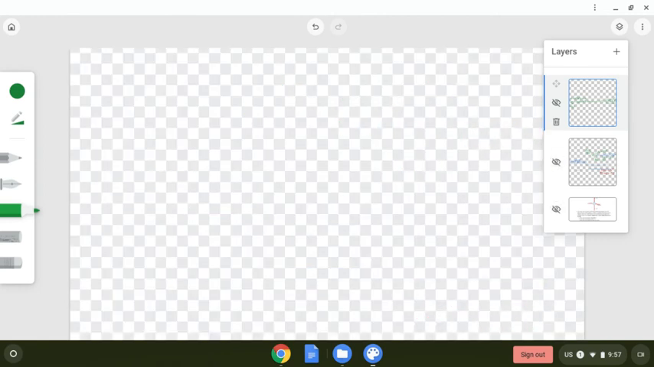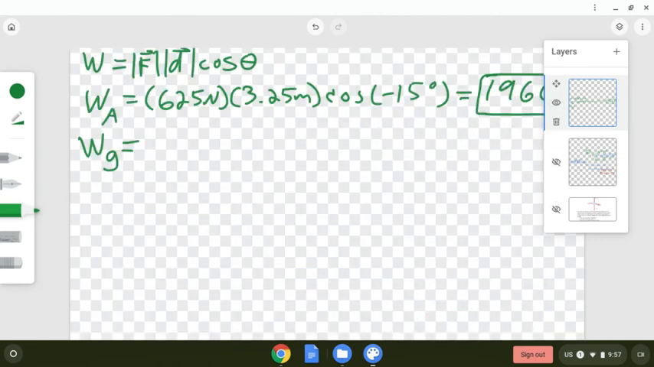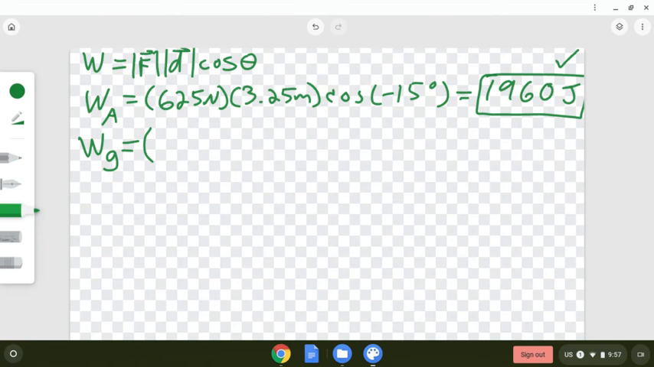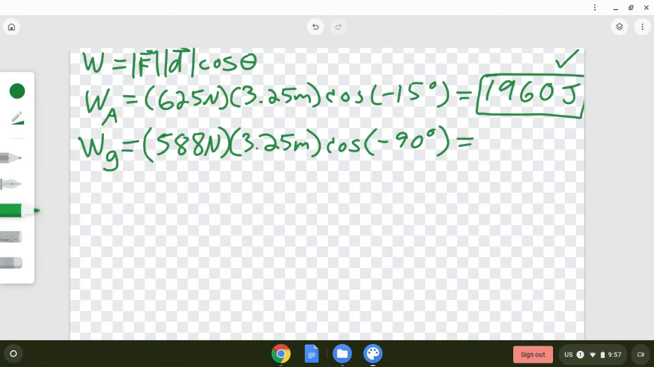So let's go back to this page. And, okay, our force is 588 newtons. Our displacement in all four cases, 3.25 meters, times cosine of our angle, negative 90 degrees. So we're going to have some positive number times some positive number times cosine of negative 90 degrees. If you ask your calculator, that is zero. So positive times 0 is going to give you 0. So our answer is 0 joules.